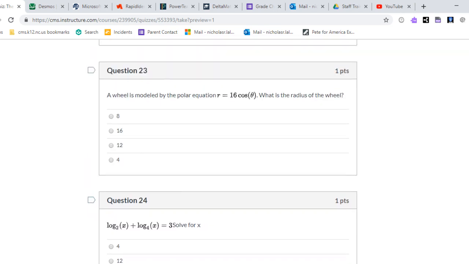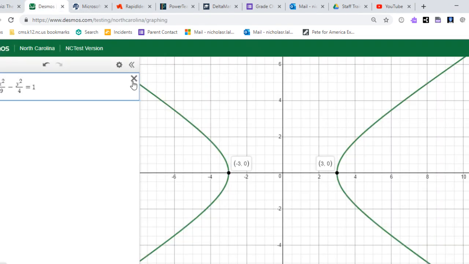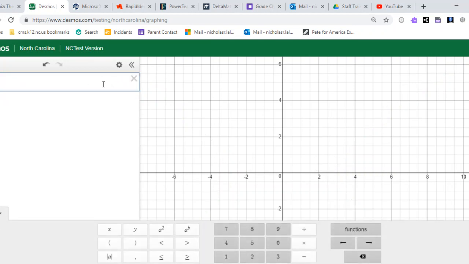Question 23. A wheel is modeled by the polar equation r is equal to 16 times the cosine of theta. What is the radius of the wheel? This is where Desmos really helps. R is equal to 16 times the cosine of theta.